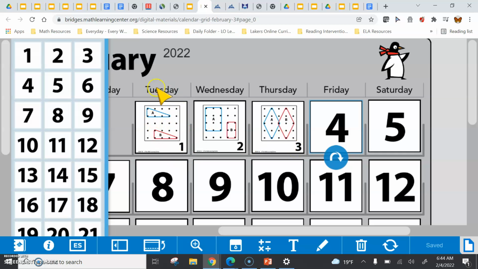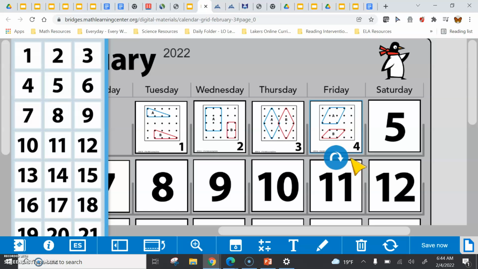And we found out the first day, these two shapes are congruent. These two are not the same size, even though they are the same shape, so they are not congruent. These two shapes are the same shape and the same size. These two are congruent. Let's find out what's on today's calendar.